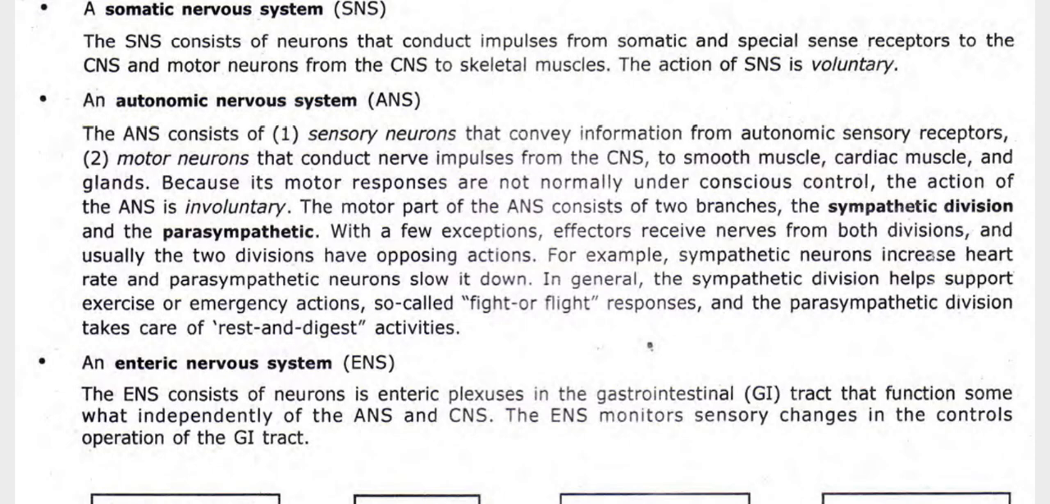Fight or flight, rest and digest activities. Next, the enteric nervous system. The enteric nervous system consists of nerves in enteric plexus in the gastrointestinal tract that function somewhat independently of the central nervous system and autonomic nervous system. The ENS monitors sensory changes in and controls operation of the GI tract.